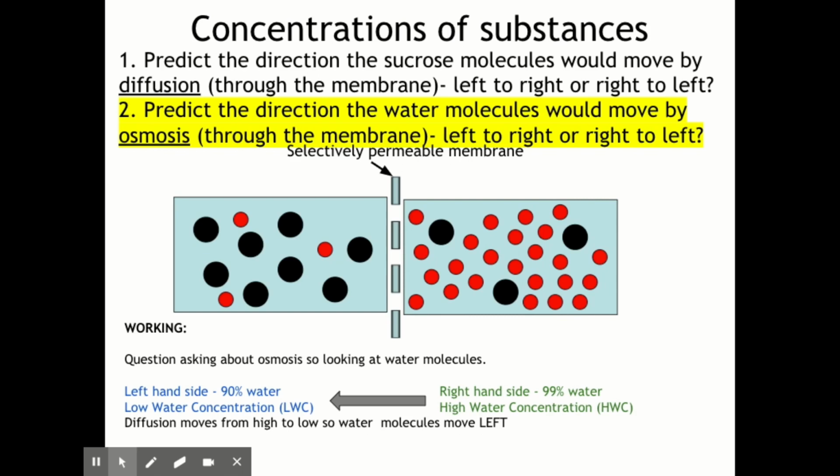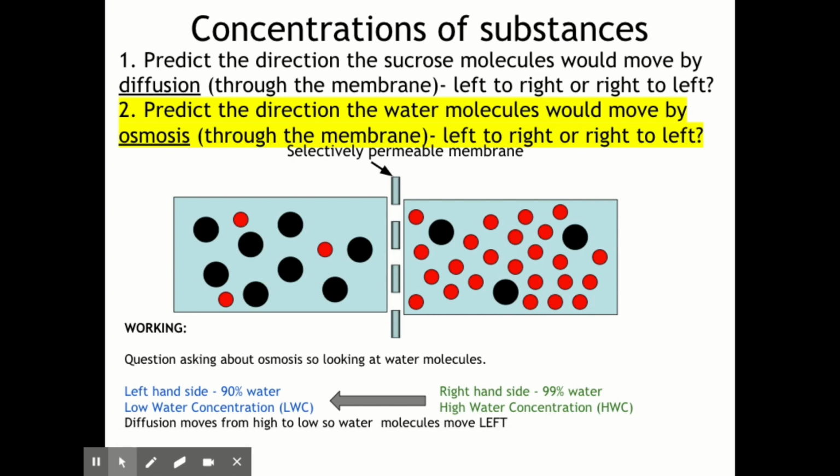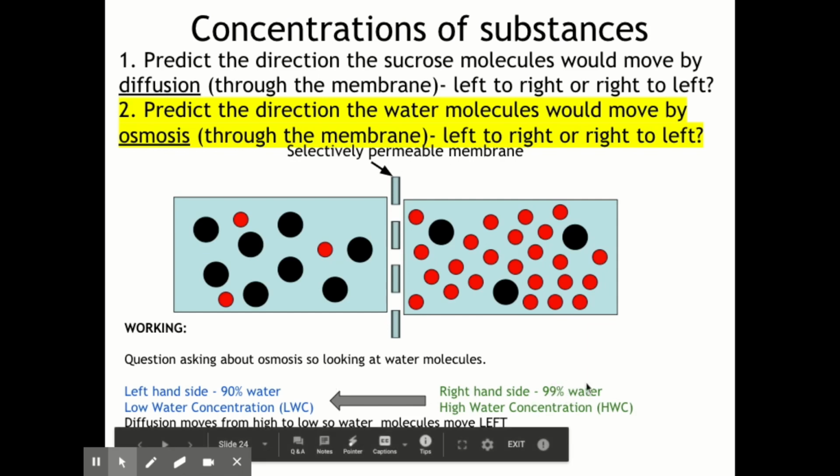So this time what we need to do is use the percentages that we'd worked out in the previous slide. Now, if you were starting this question from scratch, you would need to work that out at the beginning. So if we do that, a reminder, we worked out that the left-hand side, if it was 10% sucrose, it'd be 90% water. And on the right-hand side, if it was 1% sucrose, it would be 99% water. So that's the first stage we need to do, is work out the percentage of water. Okay. Now we know that if 90% and 99%, 99% is higher.